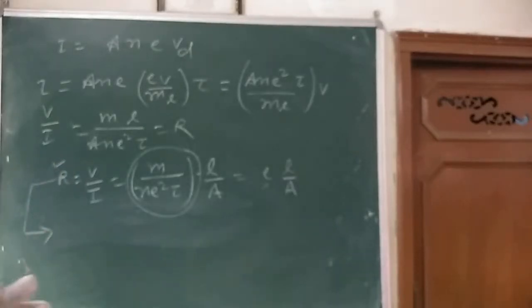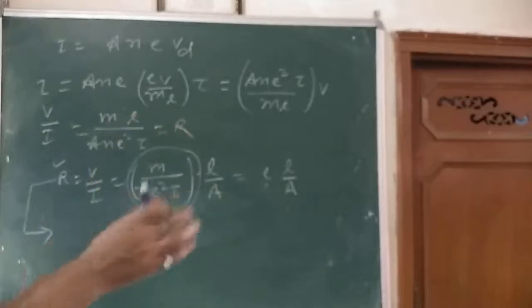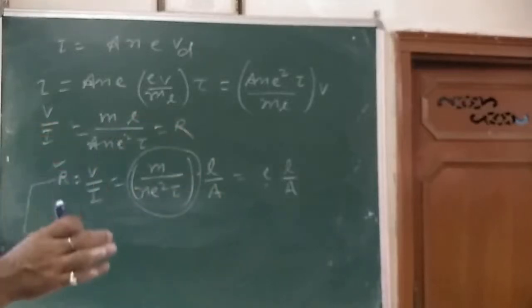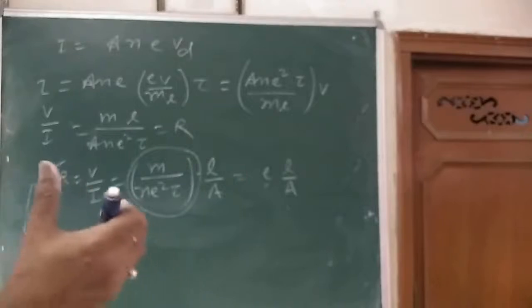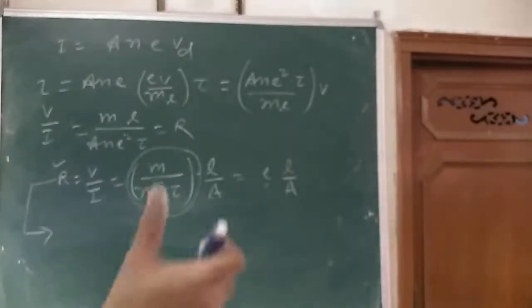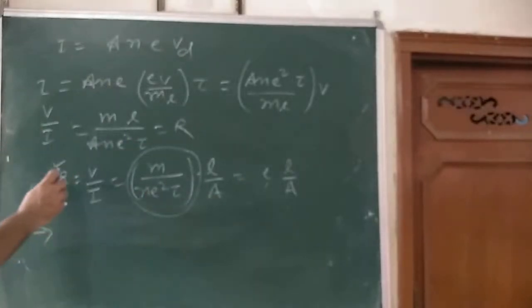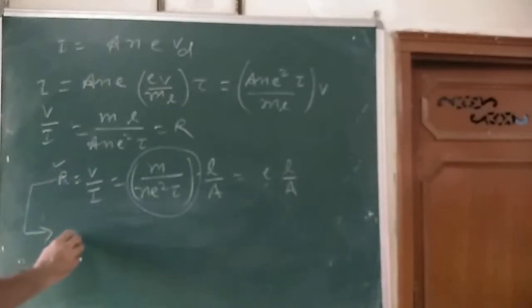What is the meaning of resistance? It is the obstruction posed by the conductor in the flow of electric current. It opposes the flow of electric current. That is why it is called resistance. So R is equal to V by I.